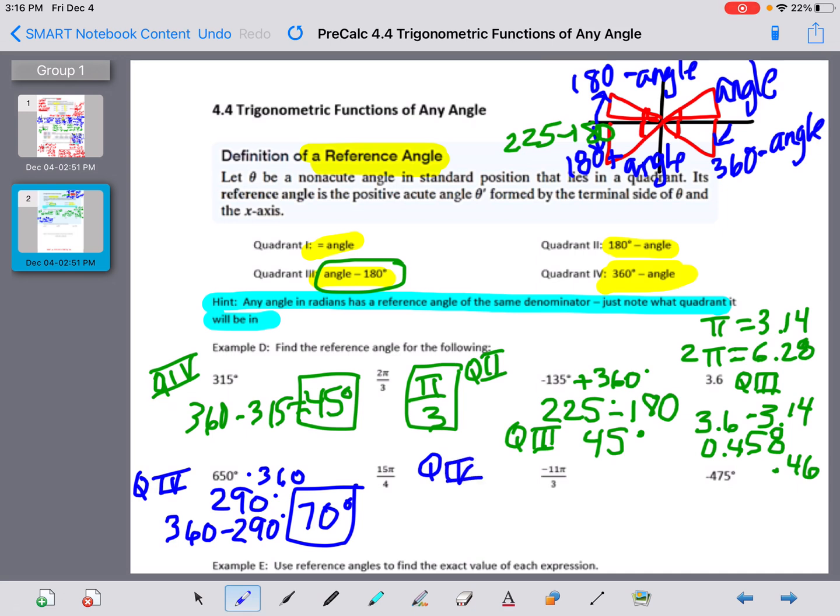I don't know if you followed my ramblings there or not. So at least that tells me what signs I'm going to do, but my reference angle has to be pi over 4, okay? Again, we wish everything was in radians.